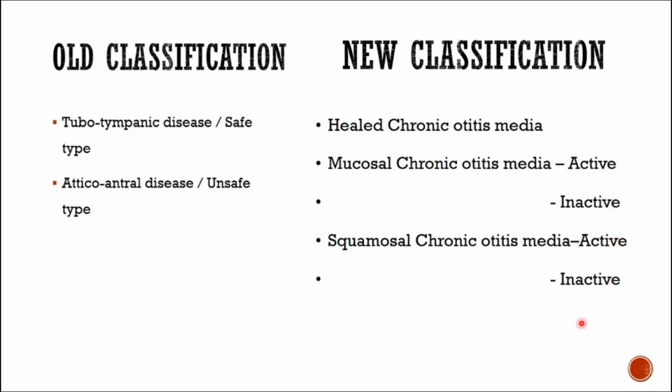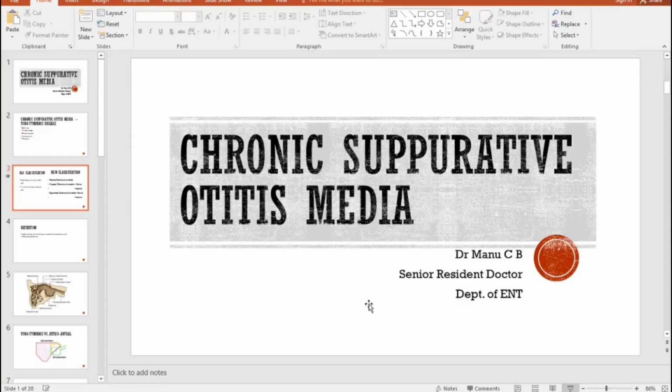Here they have added one extra classification called healed chronic otitis media. This means any patient with a history of previous chronic otitis media and a perforation, where that perforation has healed on its own. That is called healed chronic otitis media. And the term has been replaced from chronic suppurative otitis media to chronic otitis media. So that is the classification change which has been made in the new one.